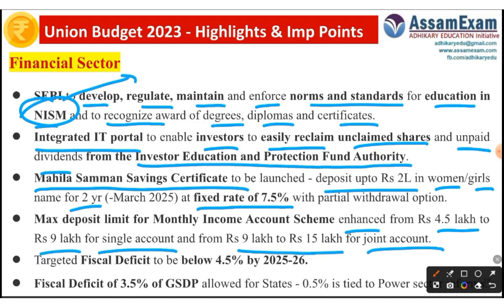Then the targeted fiscal deficit will be below 4.5% by the financial year 2025-26. A fiscal deficit of 3.5% of gross state domestic product is allowed for states, given that there is a condition that 0.5% is tied to power sector reform. If the state reforms its power sector as per the union government, then only that fiscal deficit of 0.5% will be increased for the states.